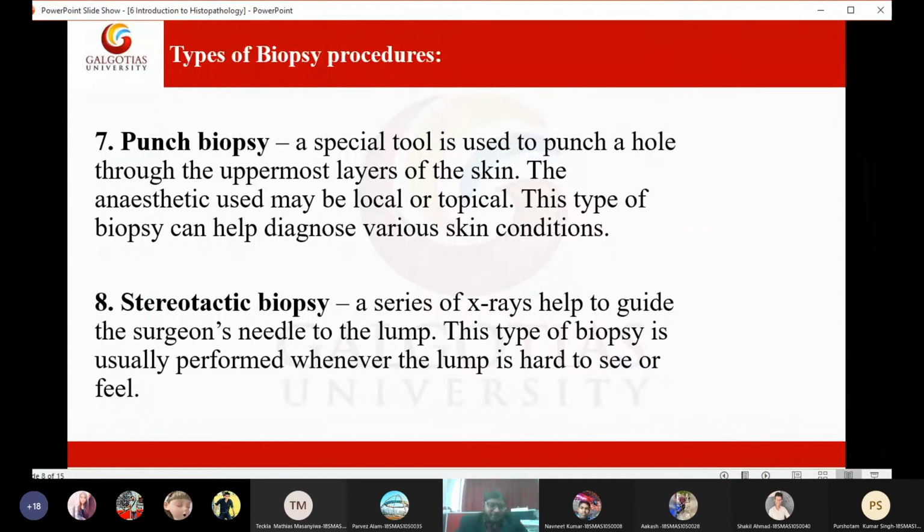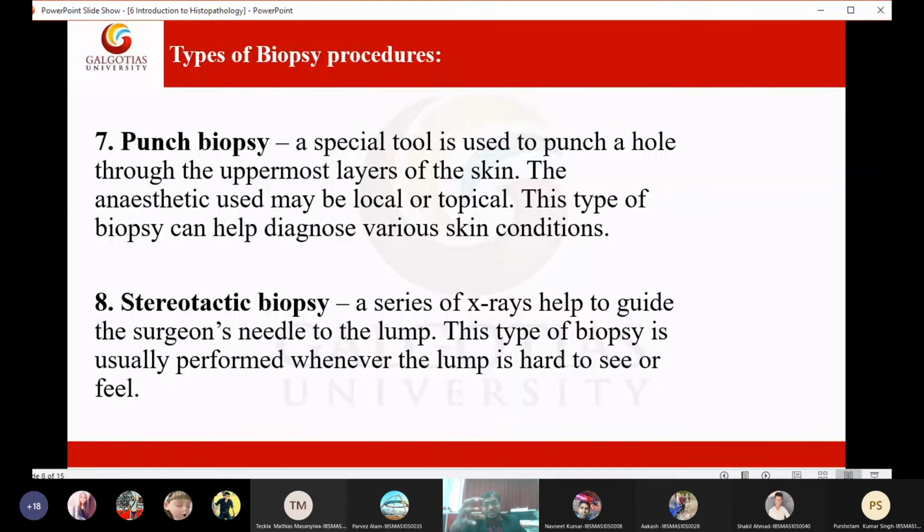You can see here, stereotactic biopsy means mostly the lump or whatever infected organ is unable to be found by palpation. At that time we go for X-ray techniques like scanning. Through moving the scanner, they can find out where the abnormality is, then you can easily collect it using X-rays.